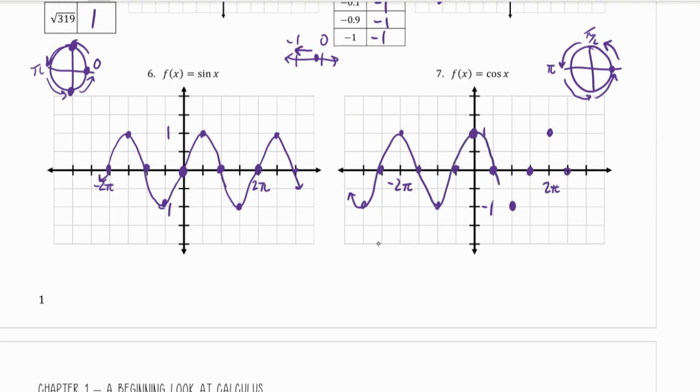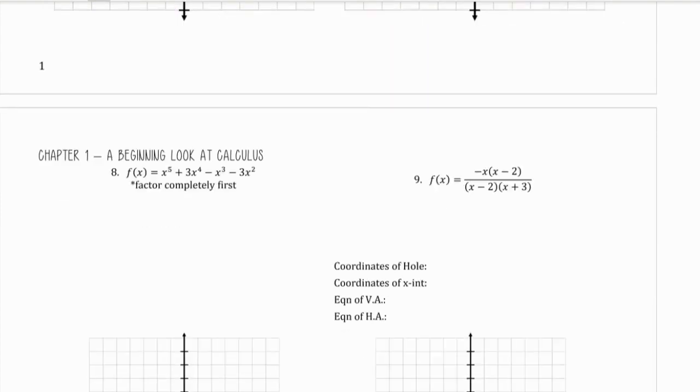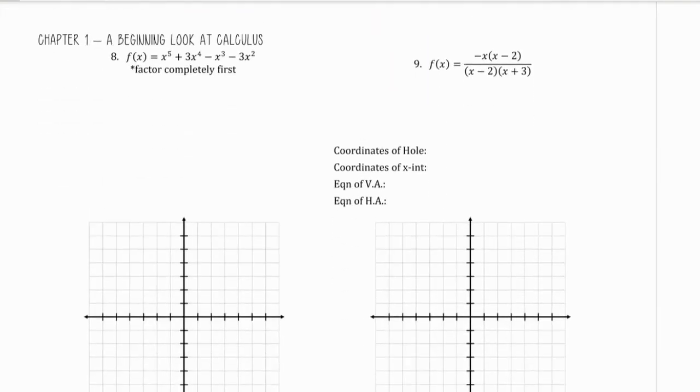So again, maxes, mins, and zeros are what I want from you. You should have the other parts of the unit circle memorized, but when you're graphing, maxes, mins, and zeros are all we really need. All right, and then our last two. So we've got a polynomial here, and I did tell you to factor first. And that's pretty much always a good rule, is if you are graphing a polynomial, you should try to factor it first.